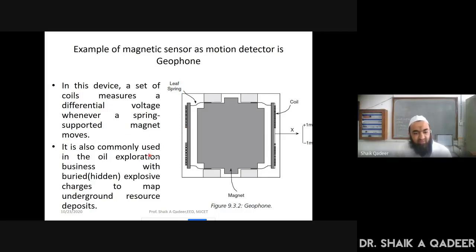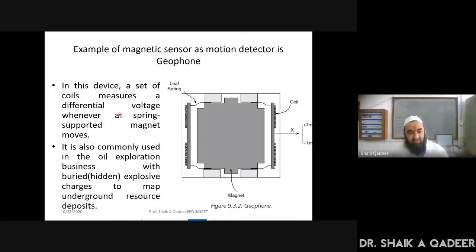It is commonly used in the oil exploration business, that is in our refineries and petroleum industries, for the sake of detecting explosive charges, hidden explosive charges, to map underground resources deposited. So in a refinery, if any explosive charges are present, that can be determined with the help of a geophone kind of setup. This diagram is available in the text.